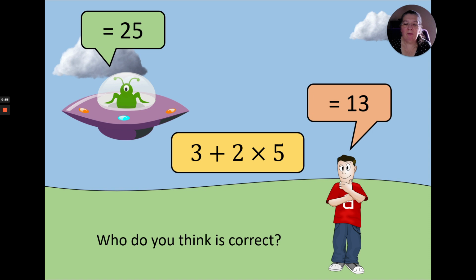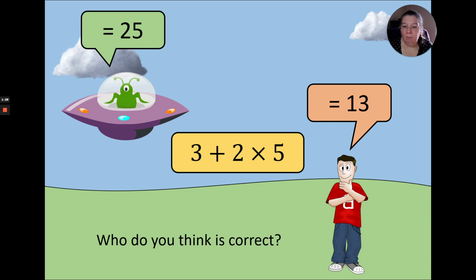If we work from left to right, we could go 3 add 2 is 5, times 5 is 25. So the alien could be right. Or if we decided to do the multiplication first, 2 times 5, which is 10, and then add on the 3, 3 plus 10 is 13. So the human could be right. How do we know which is the right way to do a question like that?